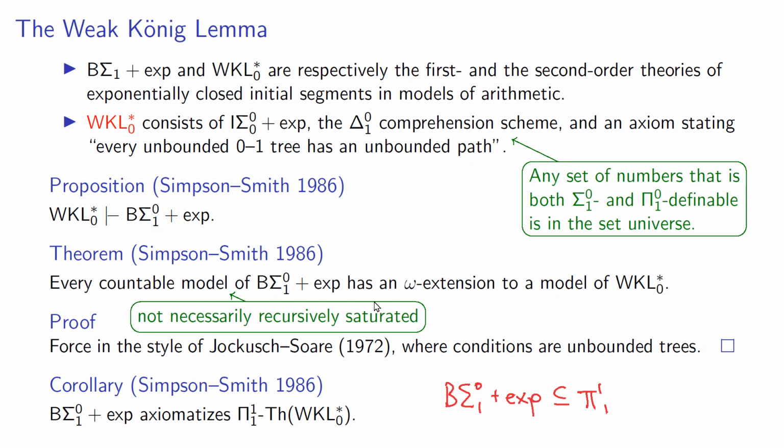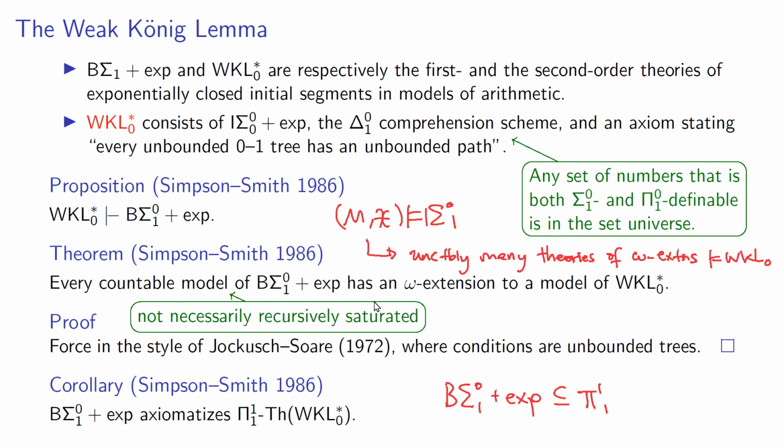Actually it is possible that, let's say if it has I sigma 0,1, then there will be uncountably many omega extensions to a model of WKL0 star, uncountably many theories of omega extensions satisfying WKL0. Actually WKL0, but I can put WKL0 star there. So it's possible that you have lots of omega extensions satisfying WKL0 star. But this is the case when we have I sigma 0,1. Remember, we talked about the variety of omega extensions a moment ago. If we're at the level I, but not the next B, then there are lots of omega extensions.